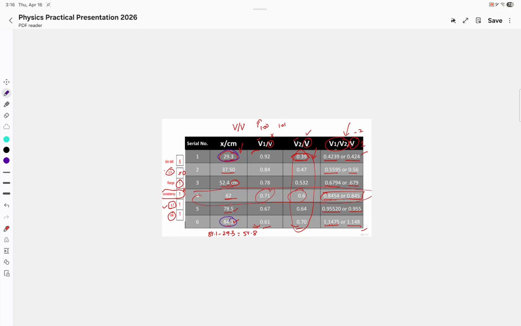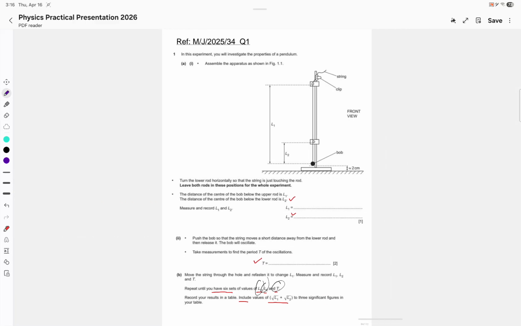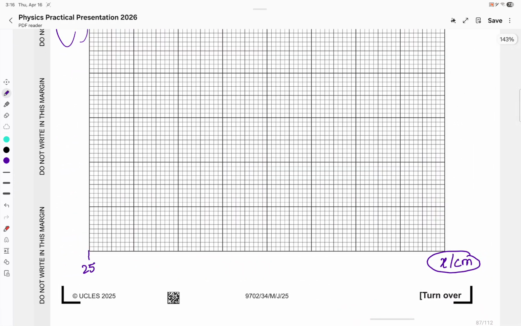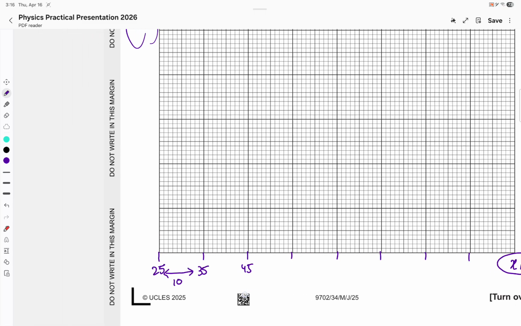Similarly, for the values of v1 and v2 starting from 0.424 finishing at 1.148, I will start the y-axis from 0.4. And in doing so you should remember one thing. 25, let's say 25, 35, 45, 55, 65, 75, 85 and 95. It's 35, it's 45. I am taking a gap of 10.